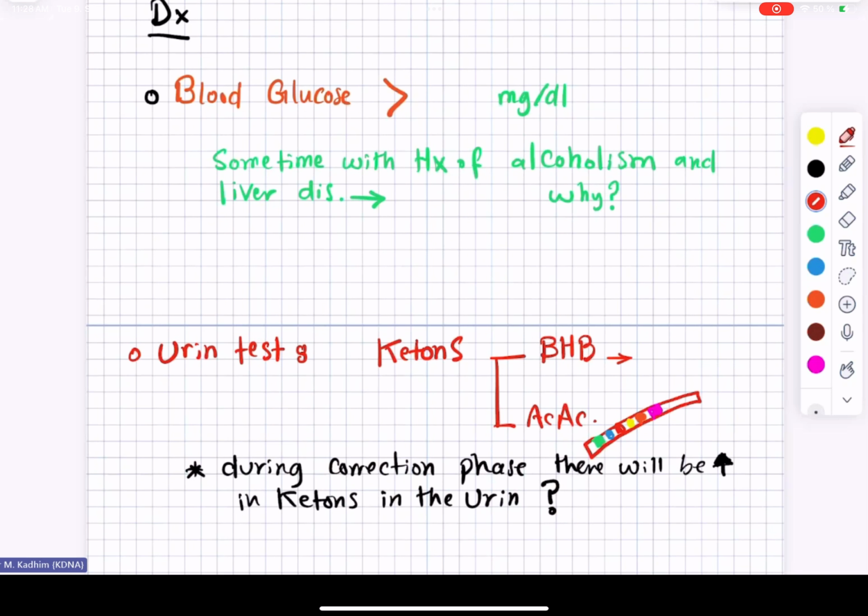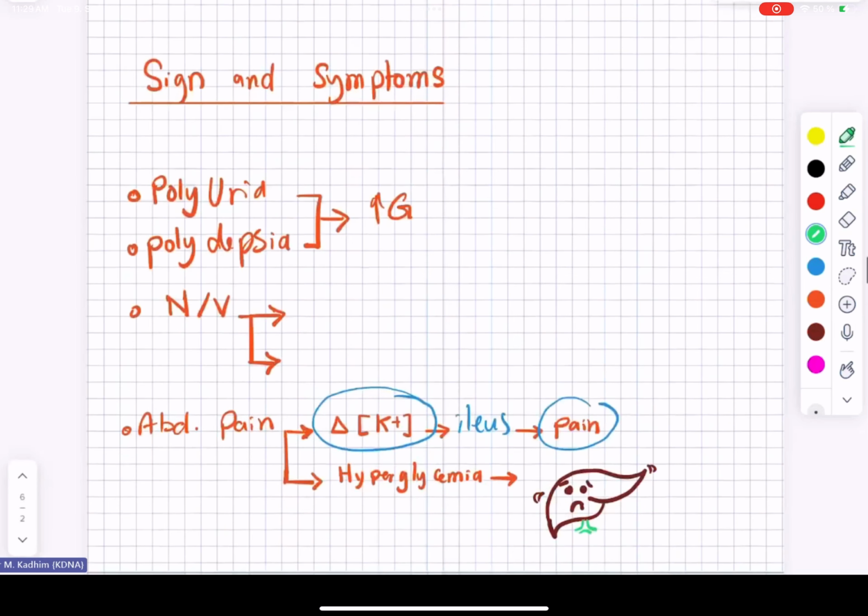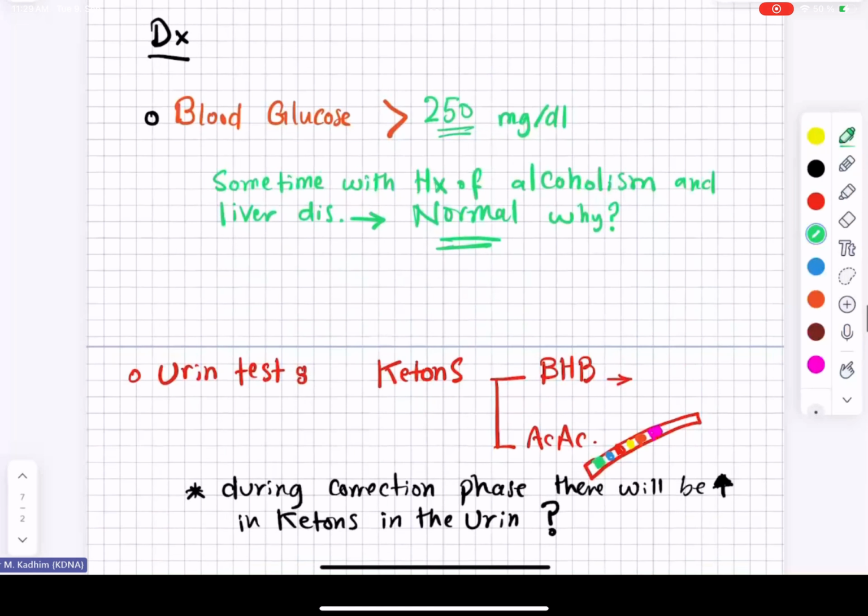The diagnosis: blood glucose is more than 250 milligrams. Sometimes with a history of alcoholism and liver disease, the blood glucose will be normal. Do you guys know any ideas why? Is it because the liver's not making enough glucagon? Exactly, it's something like that. It is because the liver is so damaged that it cannot do gluconeogenesis.